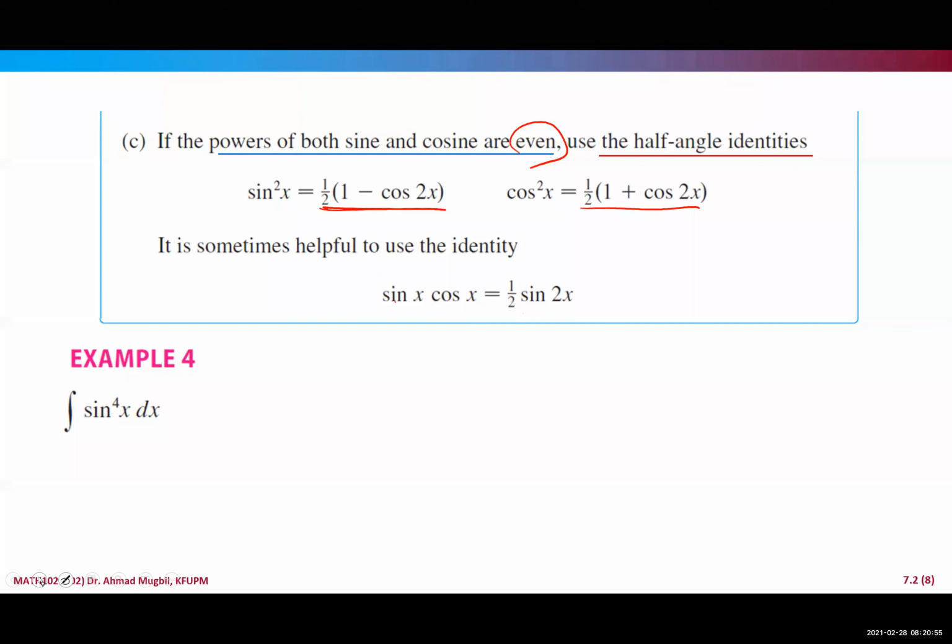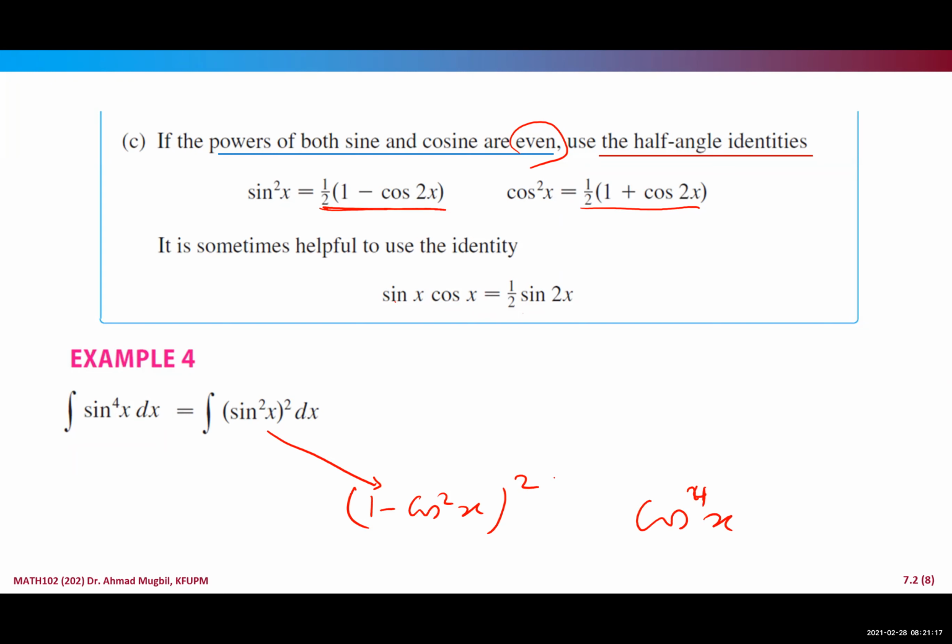Any idea? Sine squared all over squared. You should write it as sine squared all squared. The same trick. Of course, here it will not be useful, Shabab, to write 1 minus cosine squared. What is the benefit of that? We still have cosine to the power 4 when we expand. So it is not practical here to use the Pythagorean identity. So don't use this here. It will not help you, okay?